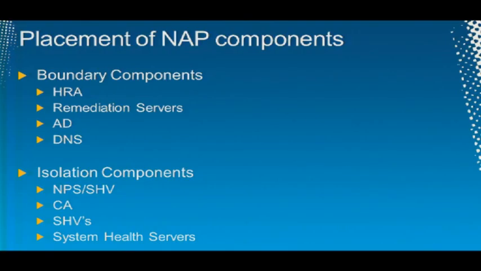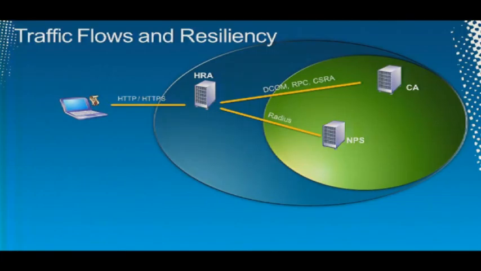It's just a risk. So we're going to have to talk about the traffic flows, and this should reinforce what we've been talking about. Yeah, so we've got a client. The client connects and sends its statement of health to the HRA, which passes it on to the NPS. The connection to the HRA is on HTTP or HTTPS. The connection from the HRA to the NPS is using RADIUS.